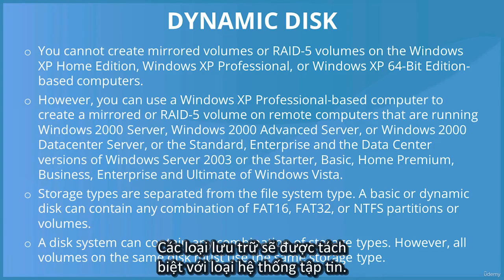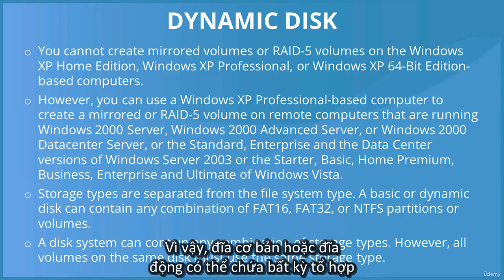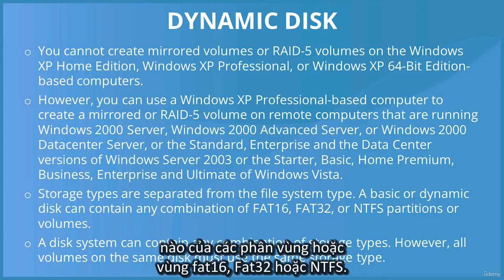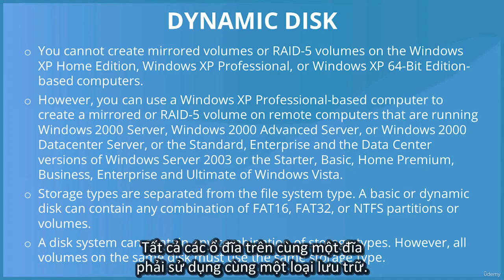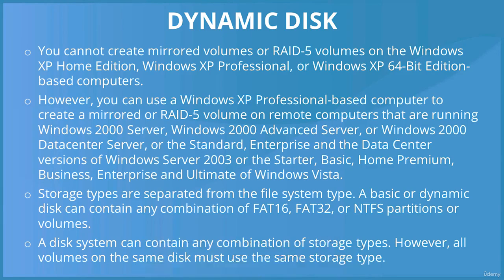Storage types are going to be separated from the file system type. So basic or dynamic disk can contain any combination of FAT16, FAT32, or NTFS partitions or volumes. A disk system can contain any combination of storage types. However, all volumes on the same disk must use the same storage type.